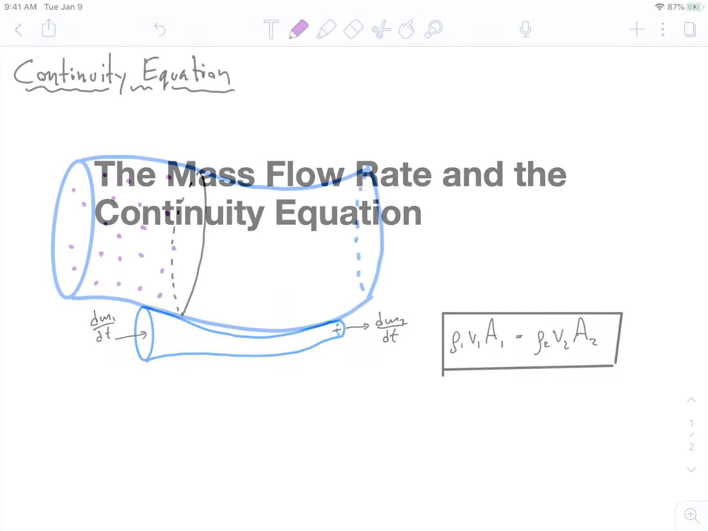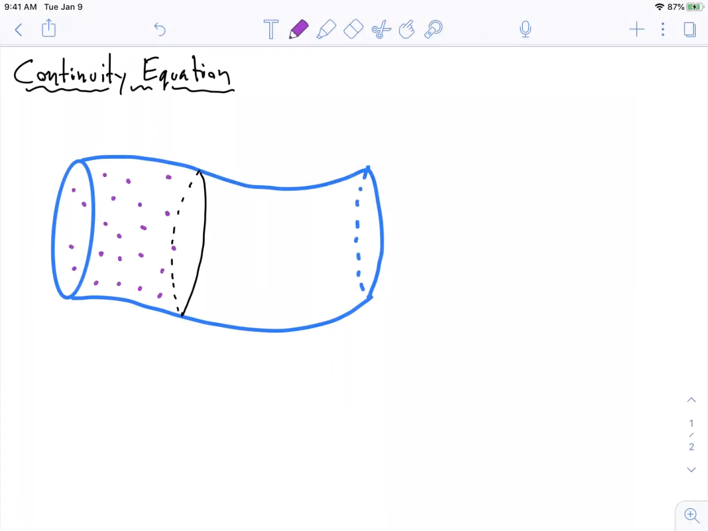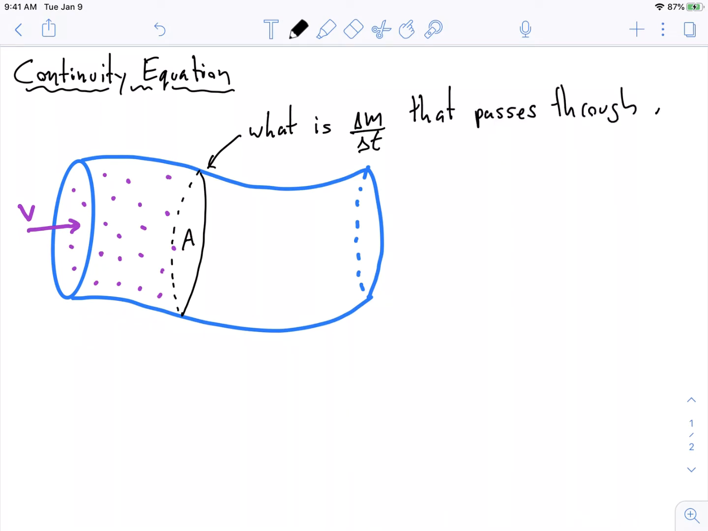In order to get at the mathematical expression, let's take a look at this situation. I've drawn a pipe here, and we can imagine some fluid coming in this side at some velocity. And I've drawn some surface here. I've drawn this black surface that has some area A. And what I'm interested in is the rate at which mass goes through this surface. What is the rate of mass, the amount of mass per unit time that passes through A? So that's the question we're trying to ask.